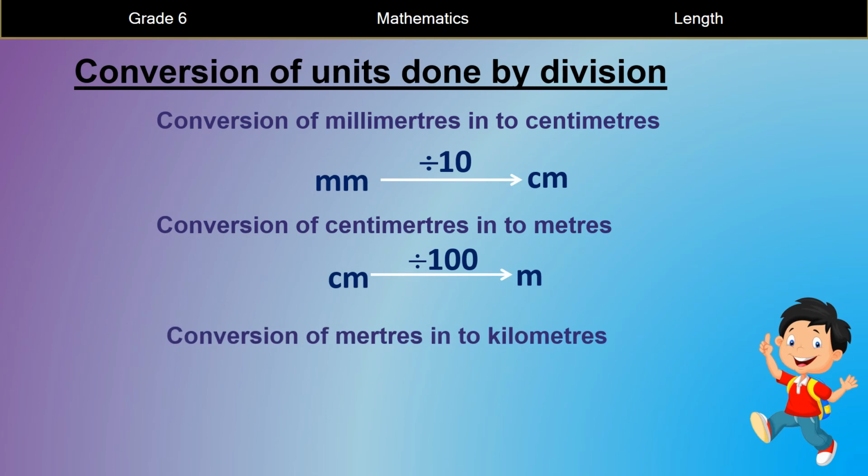Next one, conversion of meters into kilometers. We have to divide a length given in meters by 1000 to convert it into kilometers.